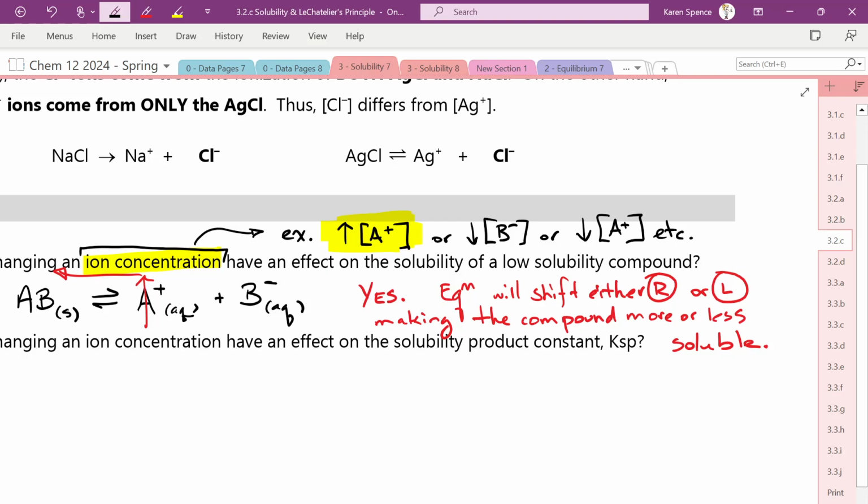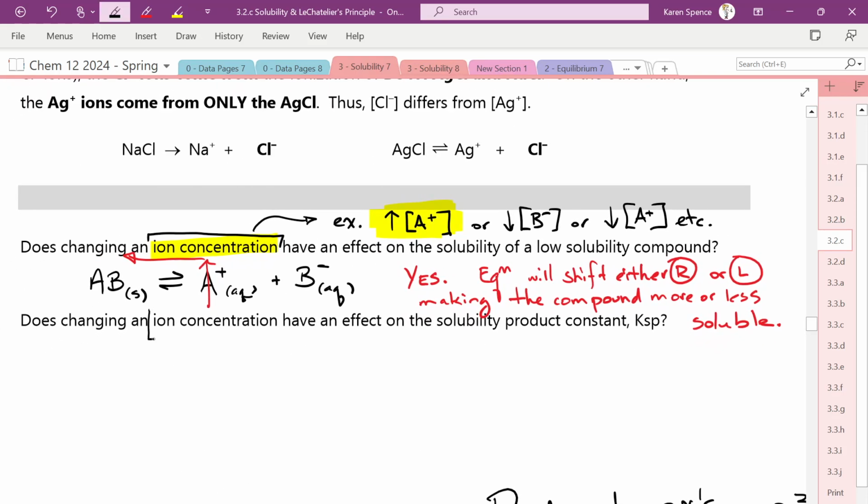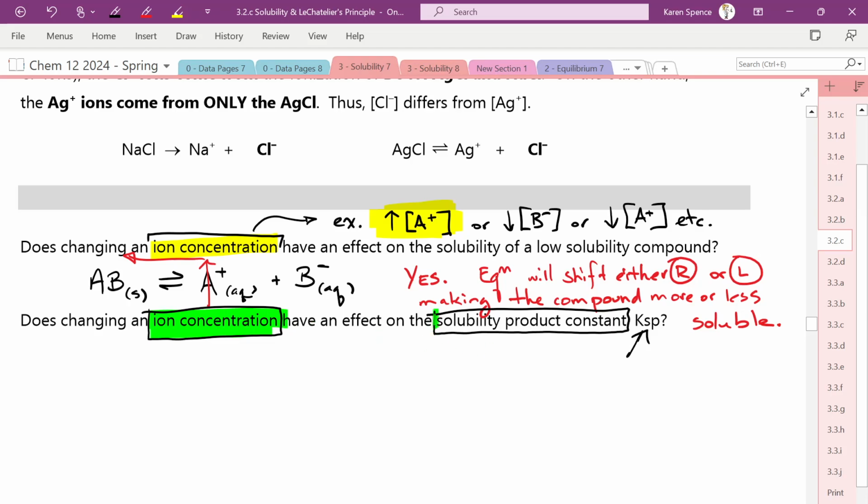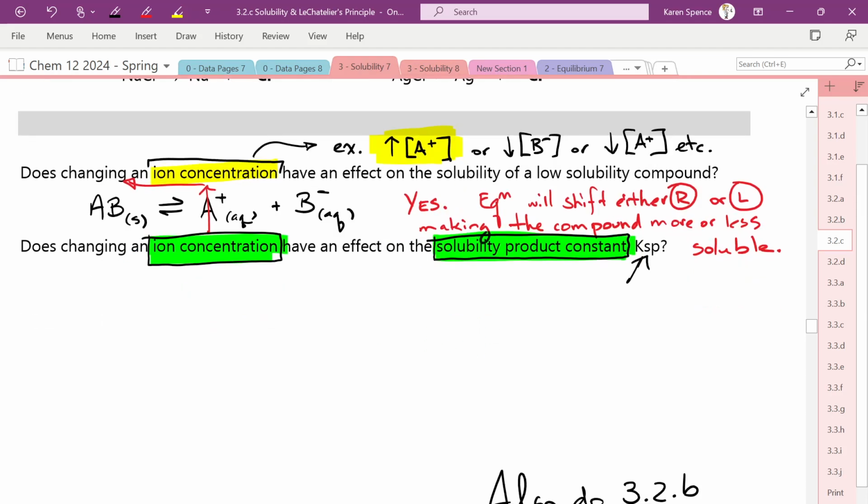And now for the tricky part. Does changing the ion concentration have an effect on the solubility product constant, the Ksp? So it does cause a change in the solubility. Does it change the solubility product constant? No. Why not? Because it's a constant.